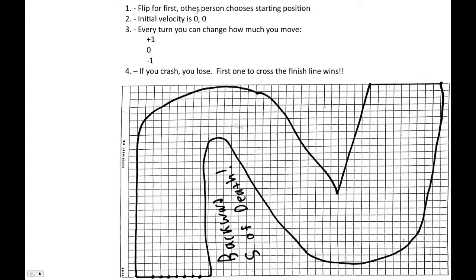Now, here's the key concept: you have a velocity, okay? The first one is the velocity in the x direction, so Vx. And then the second one is the velocity in the y direction. And nobody cheats, so we all have to start not moving.